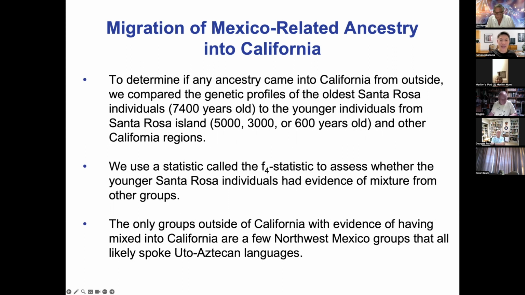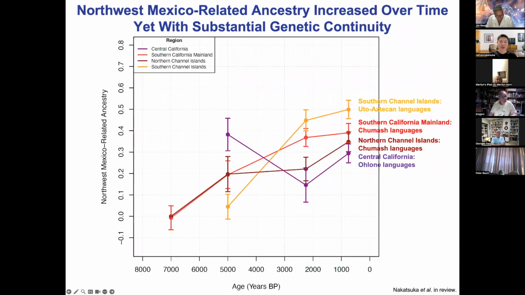So it was interesting that the only groups outside of California with evidence of having mixed into California are a few Northwest Mexico groups. And interestingly, these groups are all in regions that now speak Uto-Aztecan languages, and they're of very similar ancestry to present-day people in the region. For example, the Odom or the Pima, who speak a Uto-Aztecan language. And here's a graphic of this.